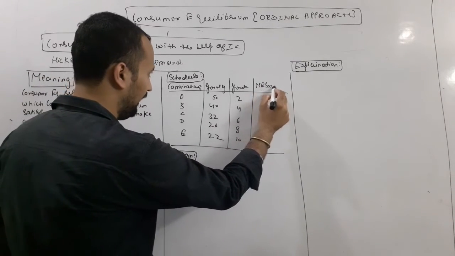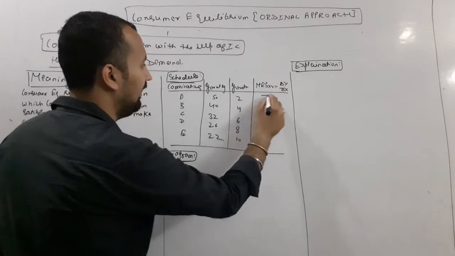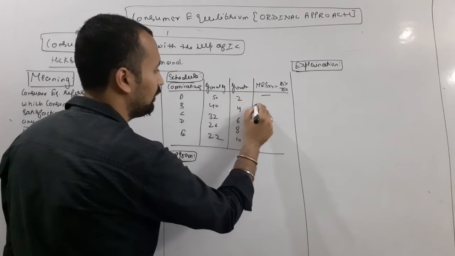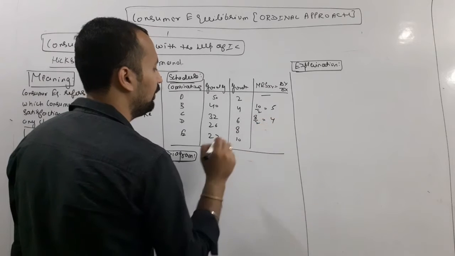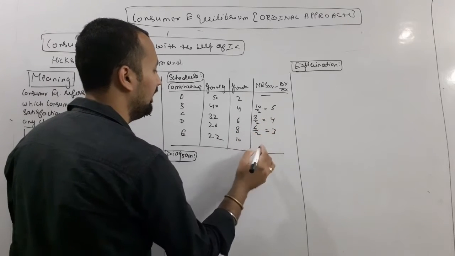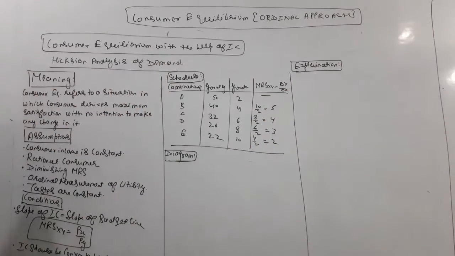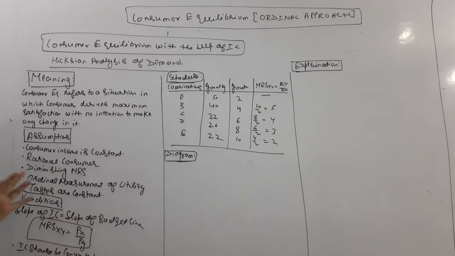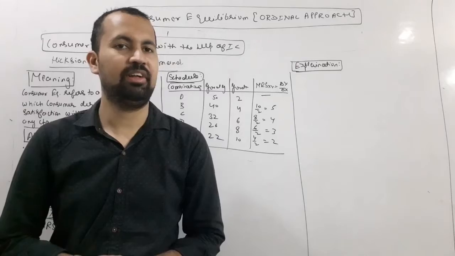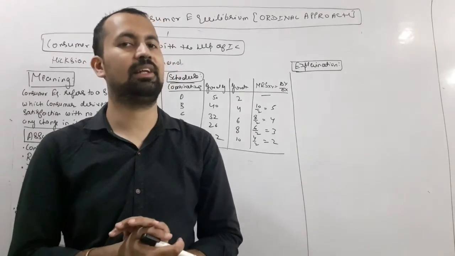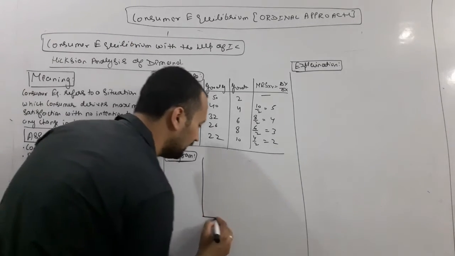What we need to do is find out MRS XY, that is delta Y upon delta X. Delta Y, change in Y, 10 upon delta X 2, that is 5. Next, 8 upon 2, that is 4. Next, 6 upon 2, that is 3. Next, 4 upon 2, that is 2. It means MRS is diminishing and the condition is satisfied, that is IC should be convex to the point of origin. As I have already told you, in this situation we need to discuss the situation of consumer equilibrium with the help of IC and budget line together.